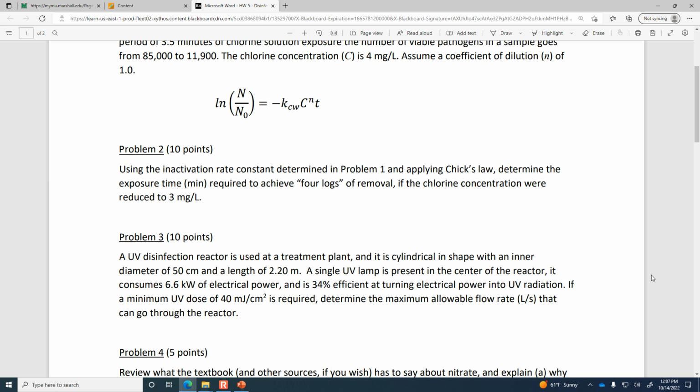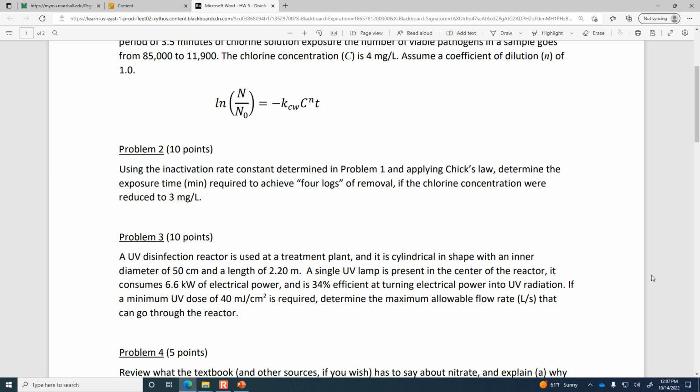The only thing that I've changed around a little bit is that in the example we looked at in class, the flow rate was given and you were calculating the power. Here, the power is given, and so the unknown is how much water can you put through the reactor and still achieve the needed dose.